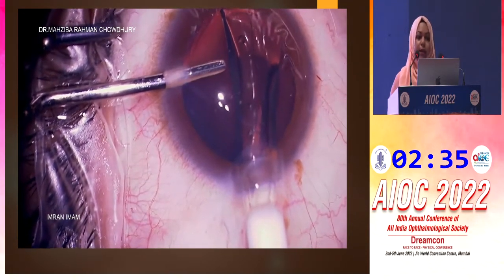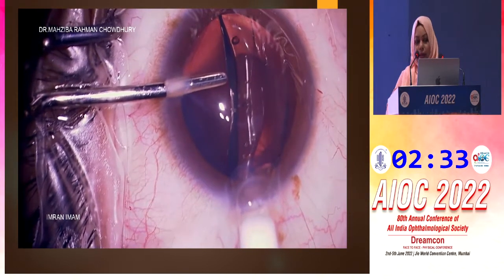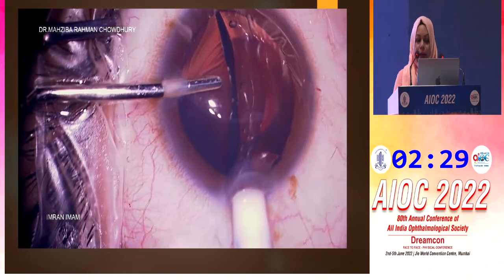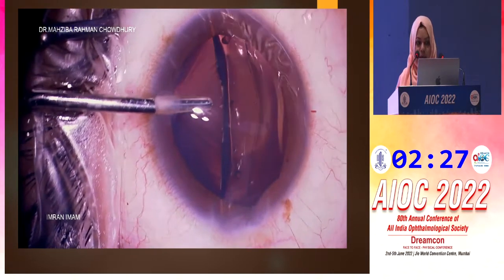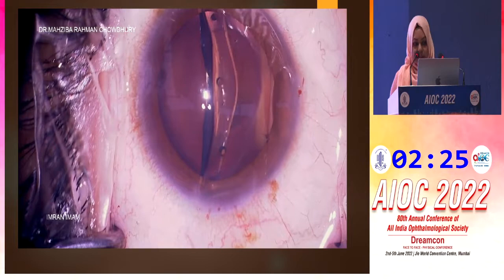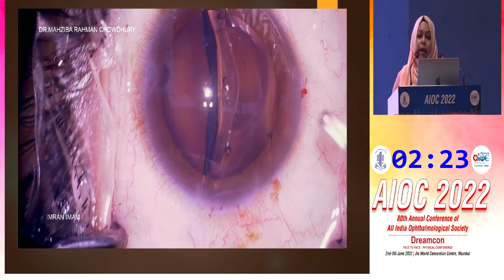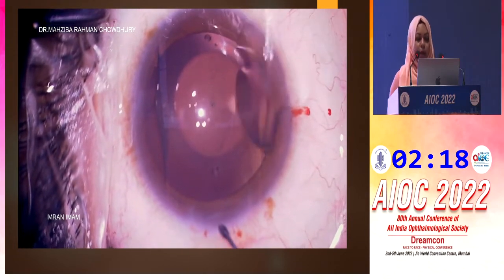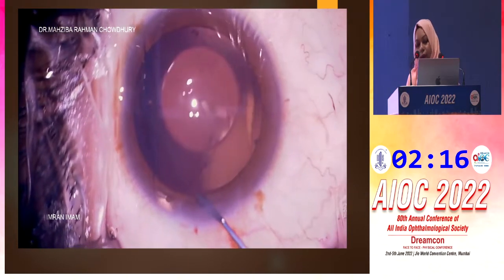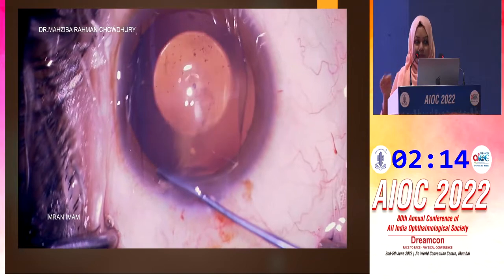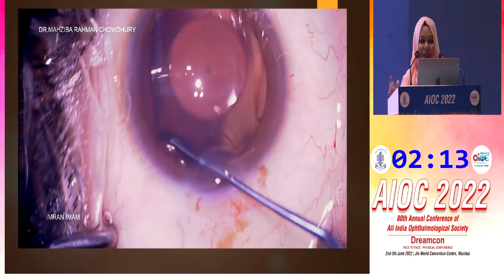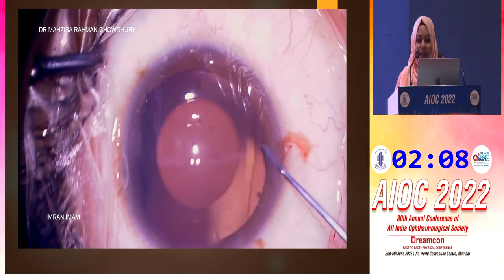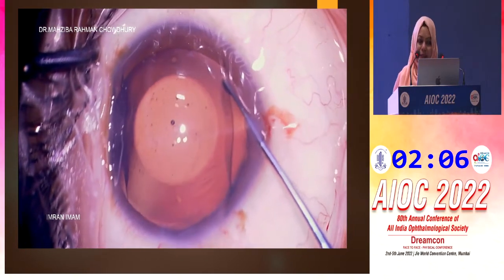So over here, this is a real-time video. I'm just saying that I'm taking an extra minute to see that the anatomical position is correct. So once it's there, we'll take in and put the haptics under the iris, one by one. So again, over here, what happens is that the crystalline lens is there, the cornea is there, so we cannot have any damage to those. So we'll just do it gently and put the ICL in position.